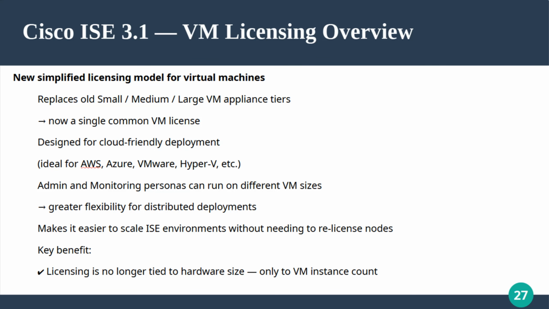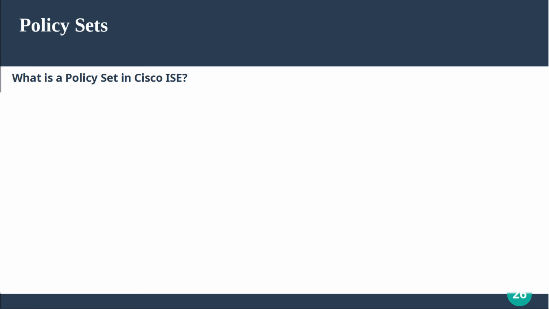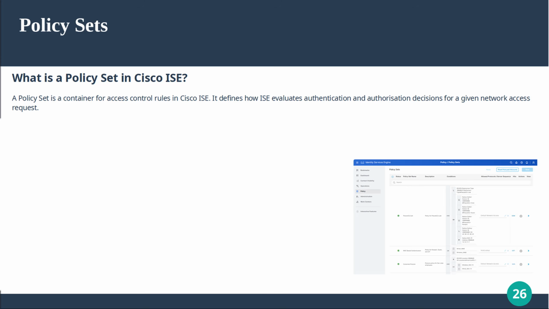Now that we have had a look at ISE components, personas and nodes, and licensing, let's move on to policy sets. We did have a brief look in a demo at authorization profiles, which is part of policy sets and part of the ISE policy management. So we will have a look at where that comes into play, as well as the bigger picture when managing ISE policies. A policy set is a container for access control rules in Cisco ISE.